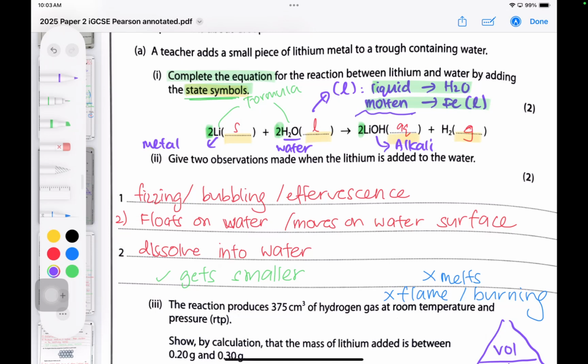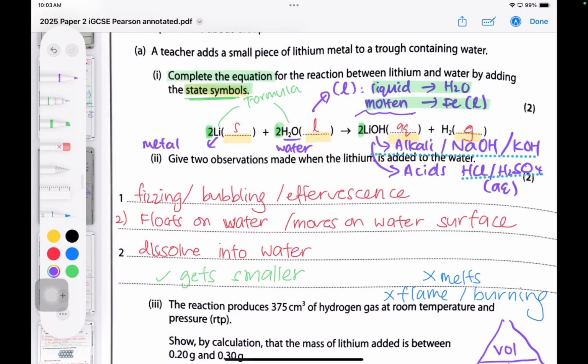For LiOH, because it's an alkali, anything that's an alkali, another group 1 alkali will be sodium hydroxide or potassium hydroxide. These are really common alkalis, as well as acids like hydrochloric acid and sulfuric acid. Those are always in aqueous state. Then finally we have our H2.